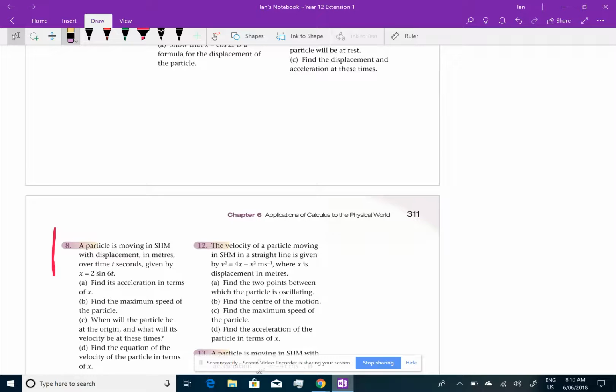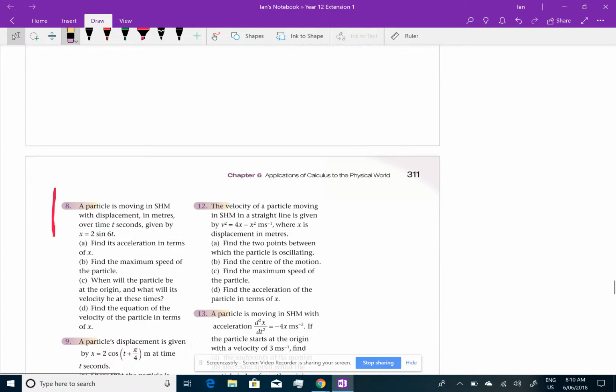Okay, Year 12, I'm going to go through some of the questions on simple harmonic motion, in particular ones that involve velocity in terms of displacement and ones that involve A sine theta plus B cos theta equaling the displacement and working that back into the equation. So the first one I want to look at is question 8: a particle moving in simple harmonic motion with displacement in meters is given by that.